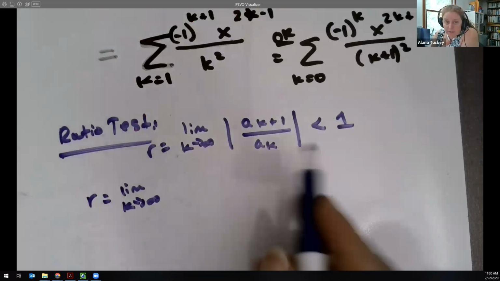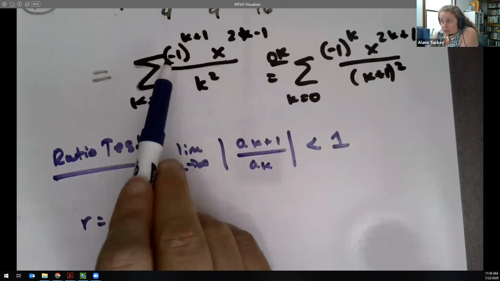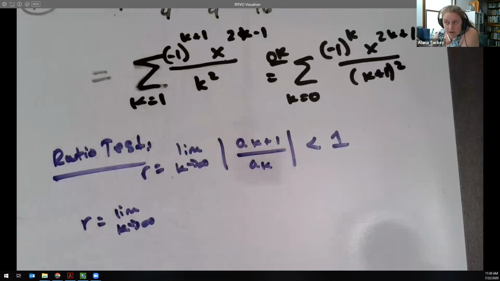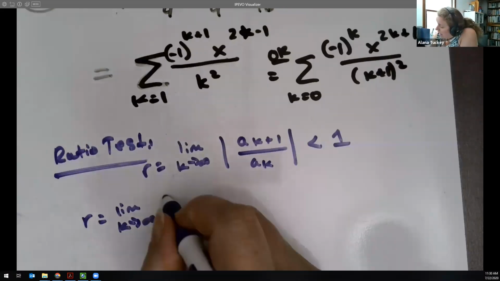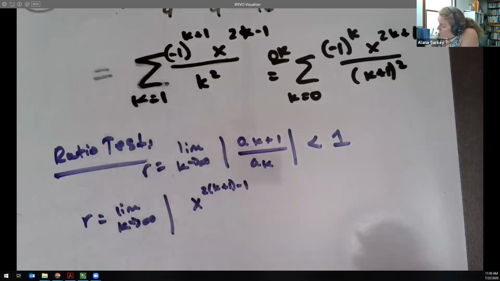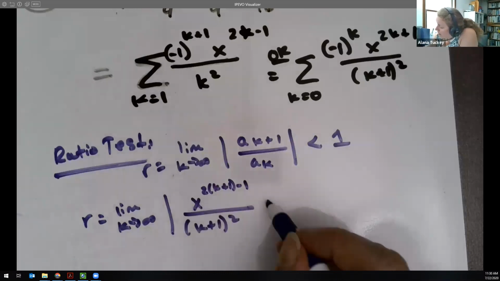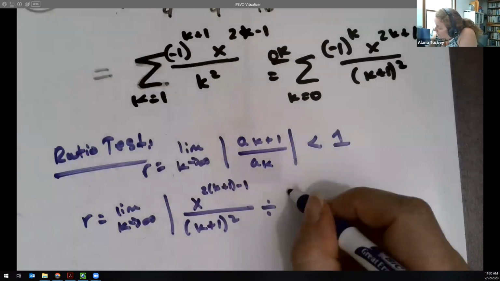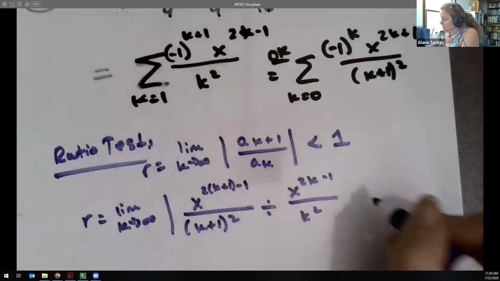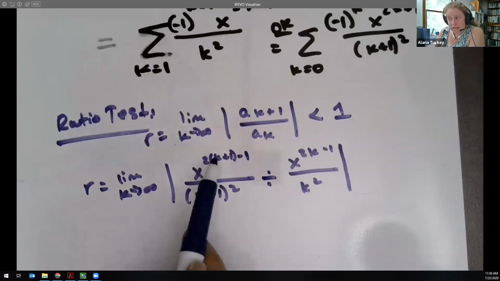And here's the only thing that would have been different between the two of us. The absolute value means you can ignore the -1 parts, because either one, when you take the absolute value of -1 is 1 and it's done. So you just kind of ignore that. And so then you take x to the 2 times k plus 1 minus 1 over k plus 1 squared, and you divide it by x to the 2k minus 1 over k squared. See what I did? K plus 1 goes in, k goes in.